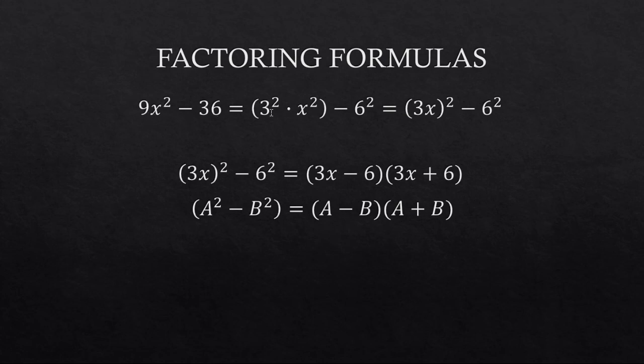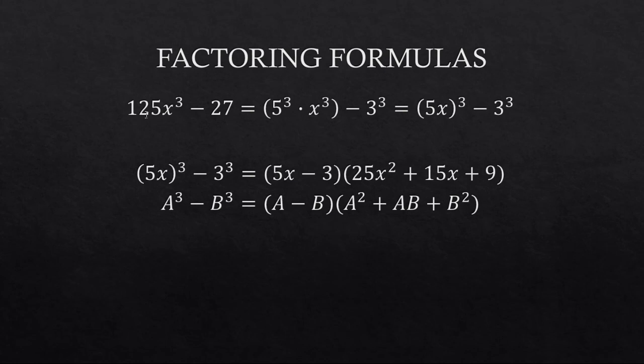So 9x squared, 9 is 3 squared, of course x is x squared, 36 is 6 squared, so this is 3x squared minus 6 squared. So two perfect squares, and we factor this out as 3x minus 6, so this is our a, and this is our b number, 3x minus 6 times 3x plus 6. Okay, so this is exactly how it's factored out if you see the difference of squares, perfect squares.